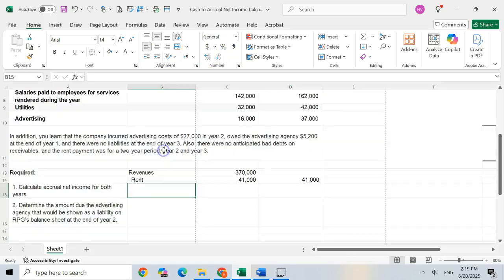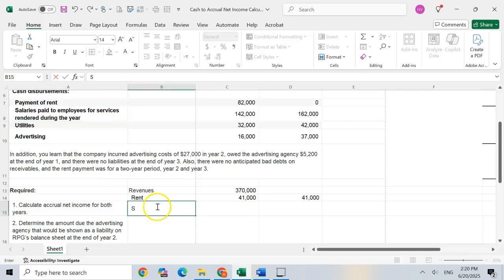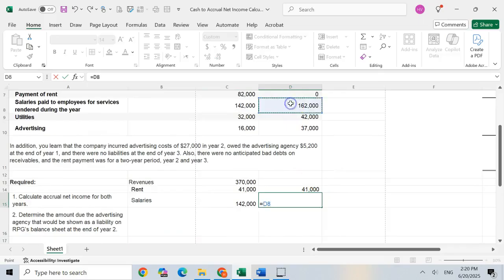Okay. Our next expense: salaries paid to employees for services rendered during the year. Well, these are salaries paid for services rendered, meaning the employees actually worked and we incurred that expense. So we owe them that money and we paid it. So that is actually what was incurred. So for salaries for both years, I'm going to put this one here for year 2 and this one for year 3.